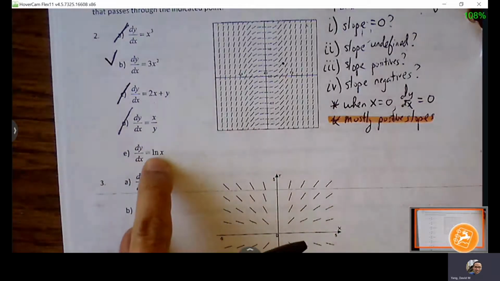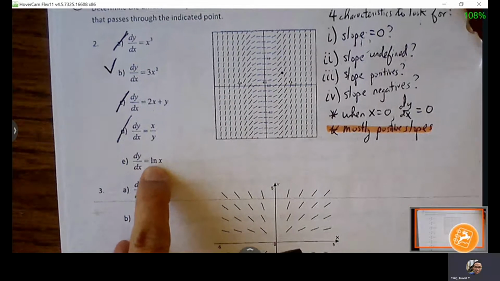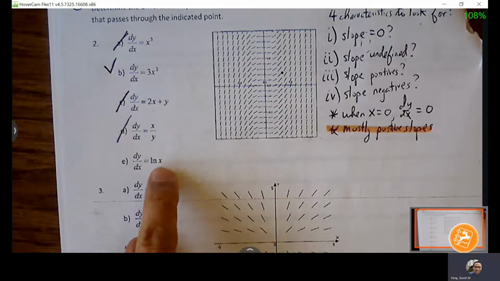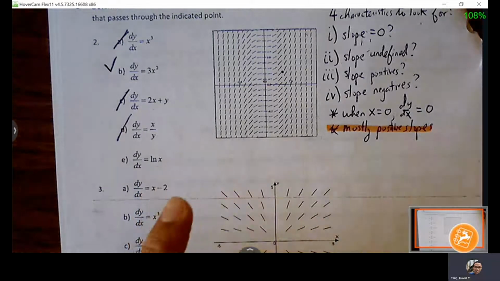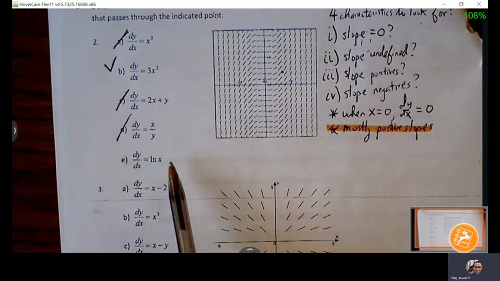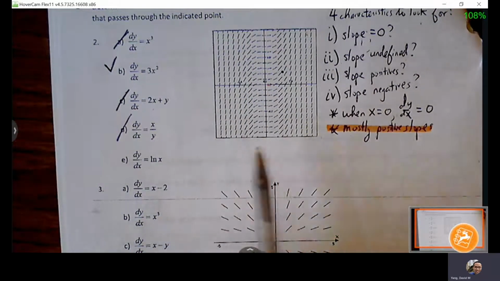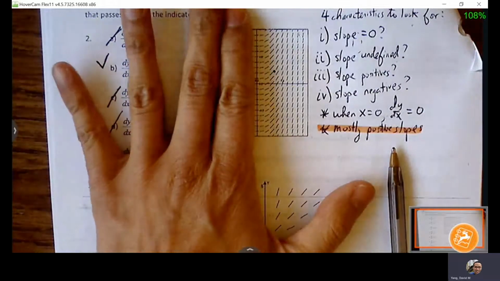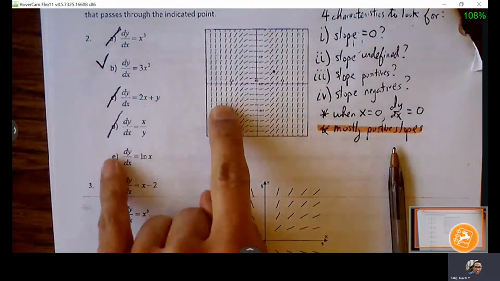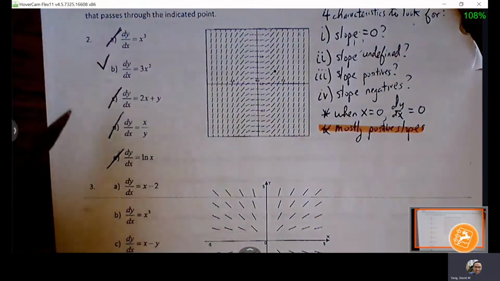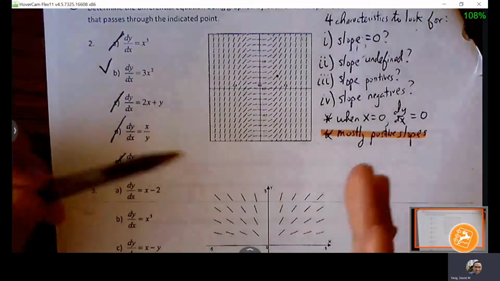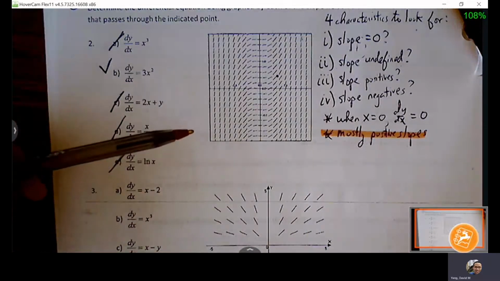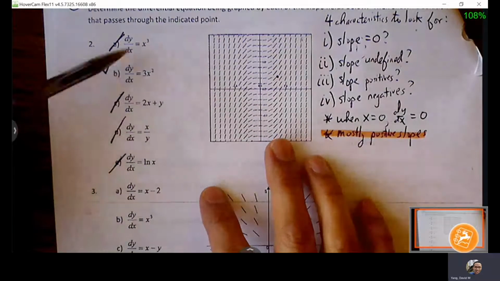if it's truly matching with a variable in the denominator. Okay, next one, natural log of x. Natural log of x will give us positive values, but natural log only exists where? To the right of the y-axis, right? It can't take a negative value. If it was natural log of negative 5, it should be undefined. So the left side should be completely empty if this were the true match for this graph. So this is not going to be it either. The only option we have is 3x squared. This is easier in the sense that we don't have to do any additional detailed work. We already know what our answer is.